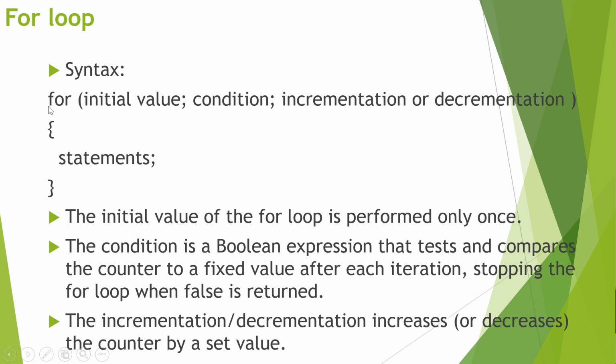Next loop is for loop. In the for loop, there are 3 conditions: 1, 2, 3, or I must say there are 3 statements. First statement is initial value, second statement is condition, and third statement is increment or decrement. So in this loop only we will be having 3 statements. Here we will initialize, for example, I is equal to 0, I is smaller than 10, and I will be incremented. This incrementation could be I plus plus, I is equal to I plus 2, I is equal to I plus 3, anything.